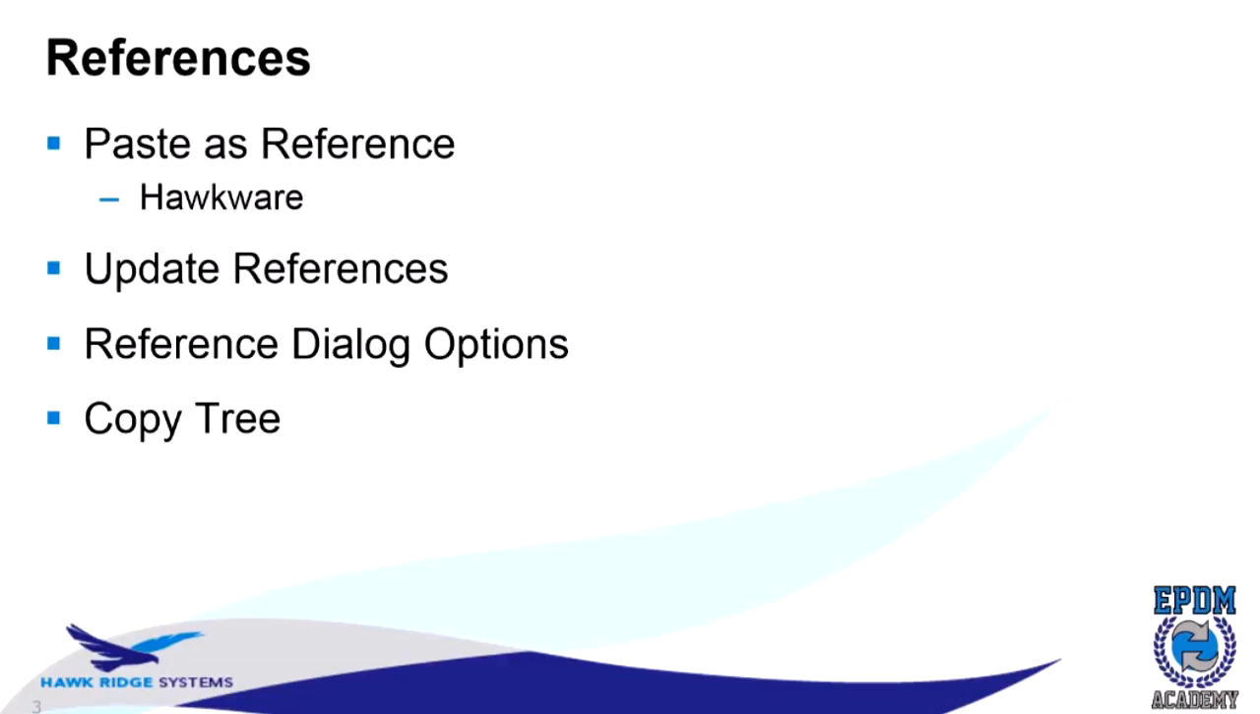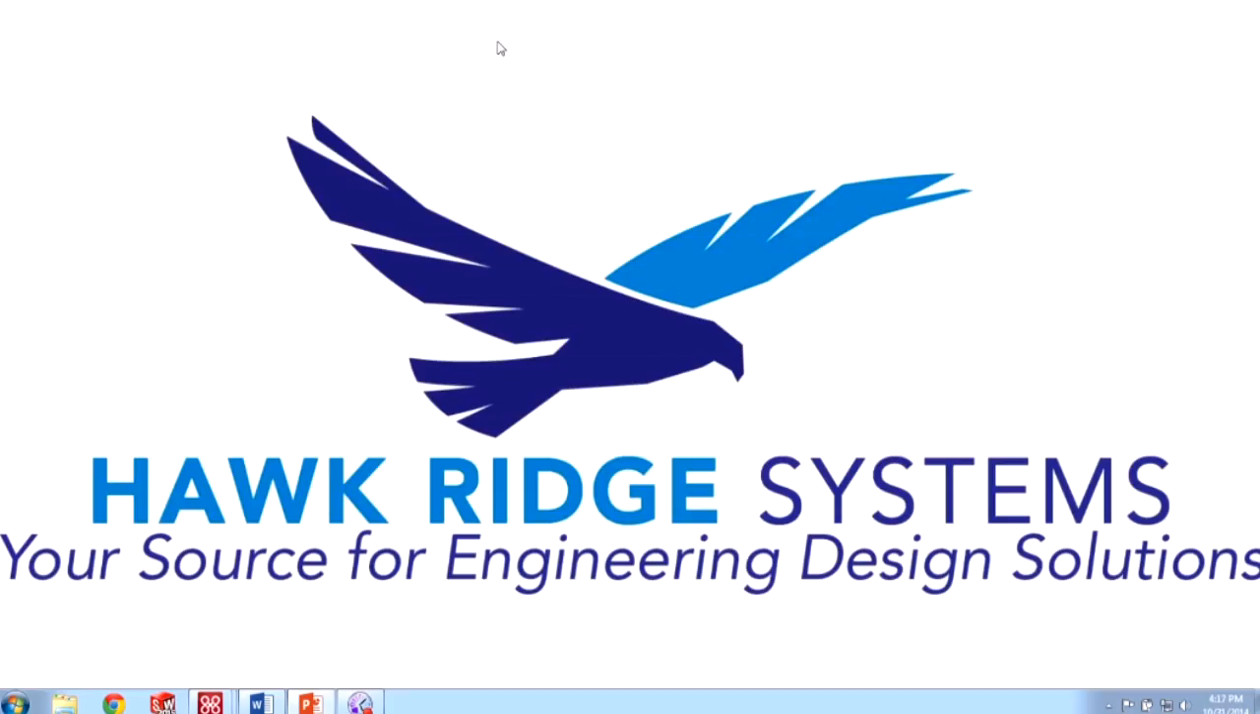Maybe you don't want to always select everything, all of the subcomponents and parts and sub-assemblies of a file when you're checking it out or pushing it through a workflow. We'll talk about how you can customize that, as well as using the copy tree function to copy files from one directory to another and sharing common data between the two. So a lot to cover here with references. We'll get started with paste as reference.